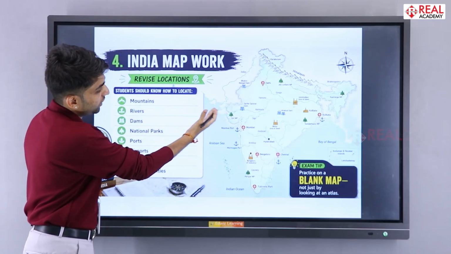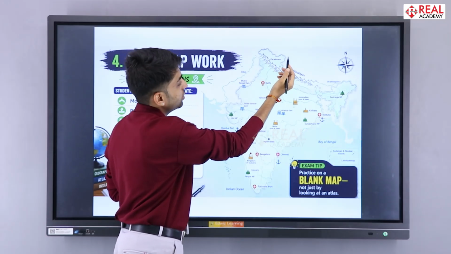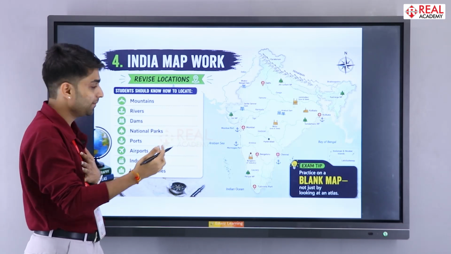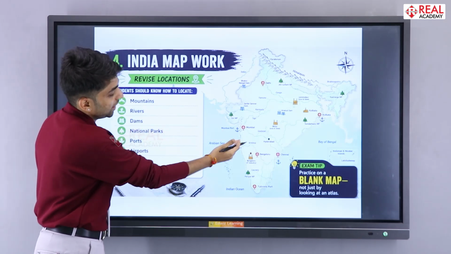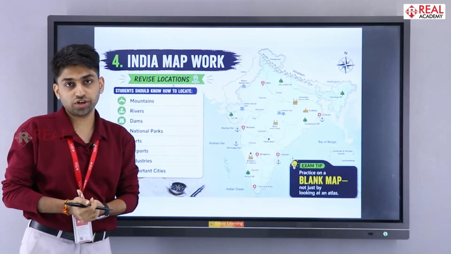So the mountain ranges in our country, which are mostly in the northeast and in the north, you need to practice, the river names and from which states they are flowing. Dams, like which dam is in which state, you need to know that, and from which river it's originating.